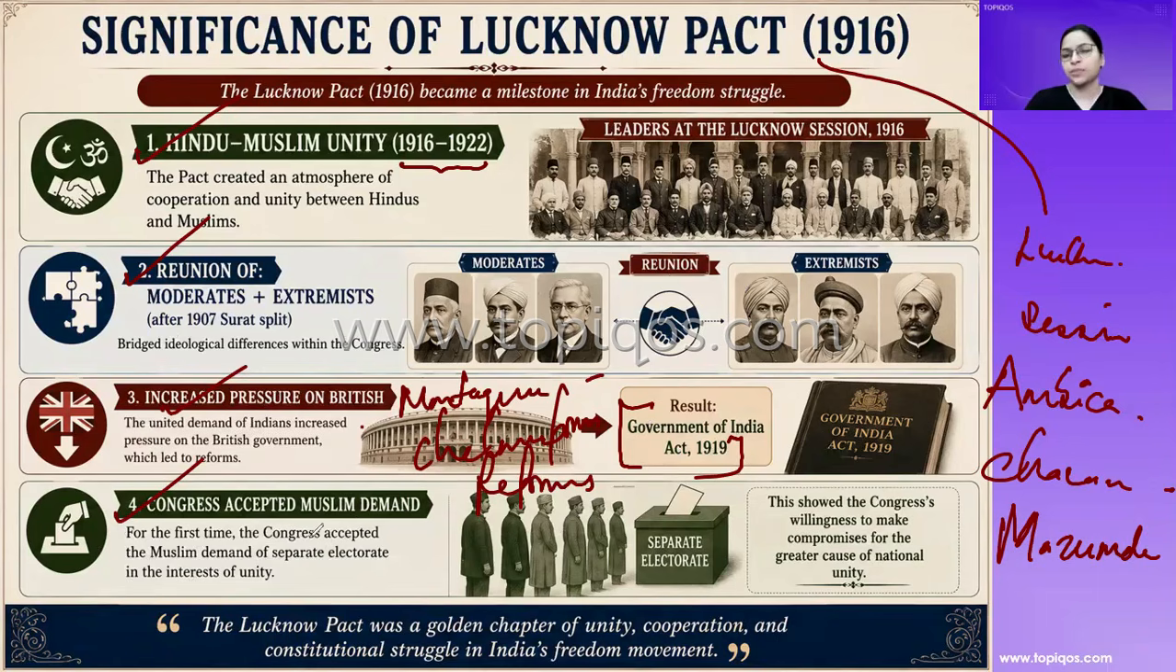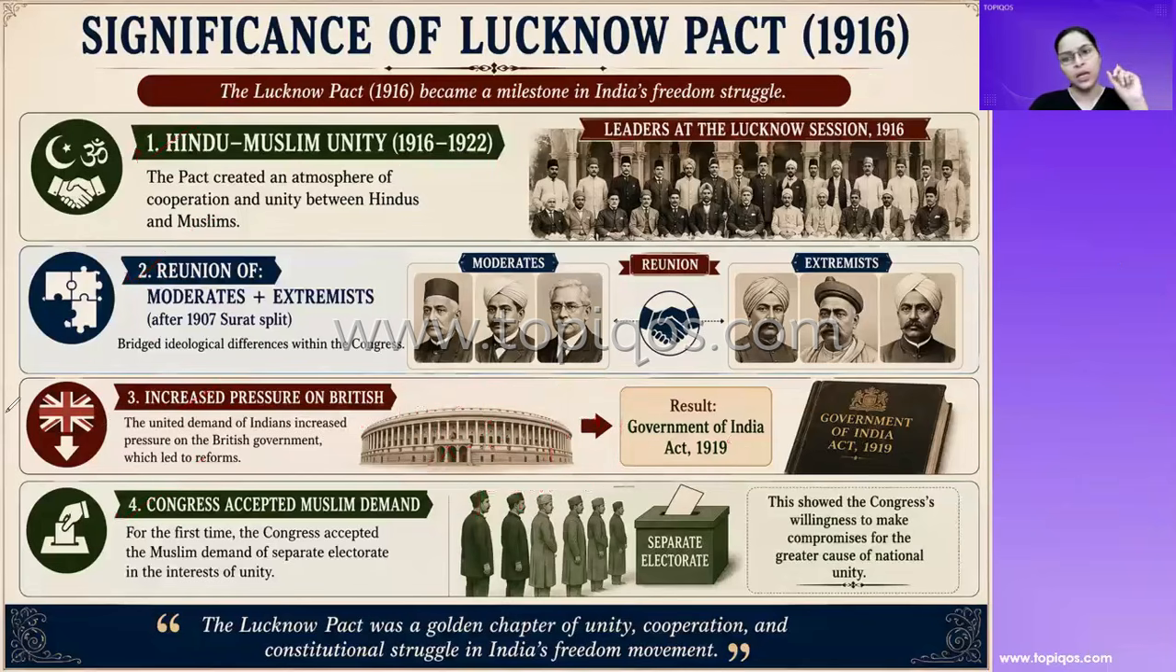Congress accepted the separate electorate concept. Why did it accept it? Just in the interest of unity. They wanted that ultimately, the more important thing at that point of time was the unity of Hindus and Muslims. So this showed the willingness of the Congress to compromise for the greater cause of national unity. They were ready to compromise on their principles if the cause was national unity. So this pact was indeed a golden chapter of unity, cooperation, and constitutional struggle in the Indian freedom movement.